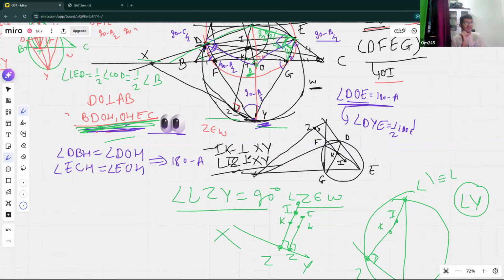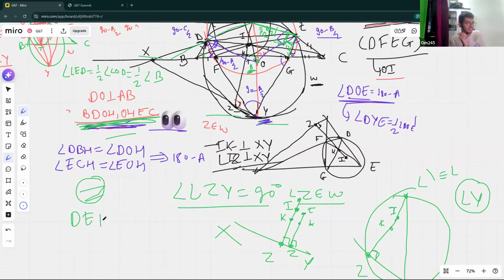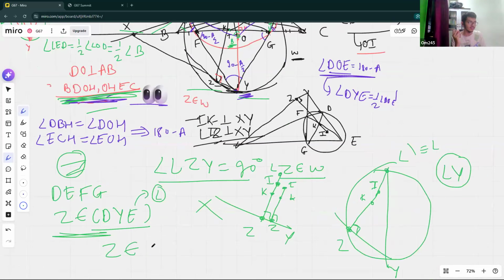Okay, so see, because Z is a Mikhail point of quadrilateral DFG, Z has to lie on DYE. And because DYE has L as a diameter, the diameter opposite point, we get L has to be the other point. This is the reason Z lies on omega.